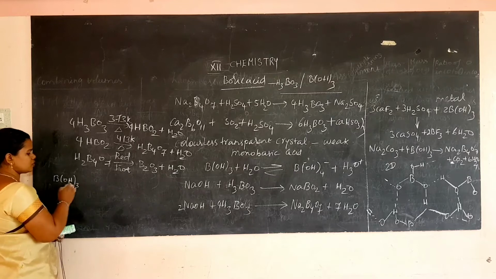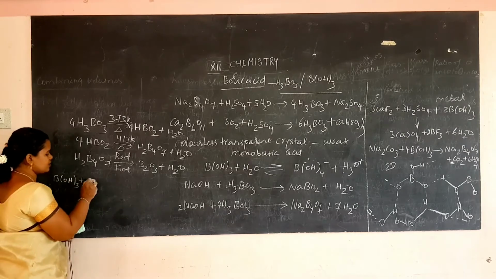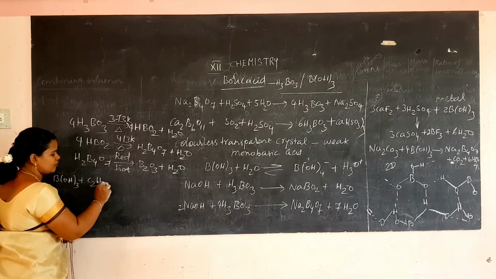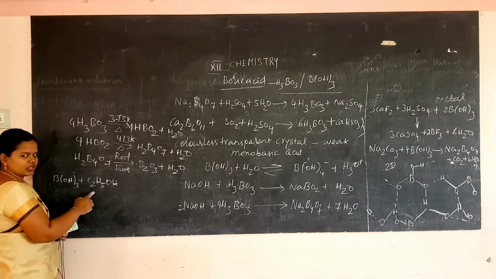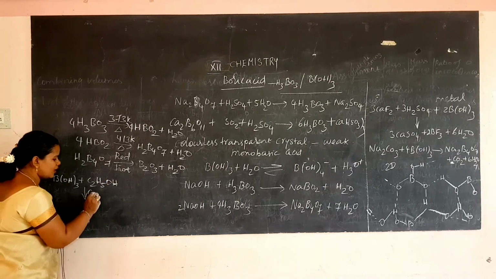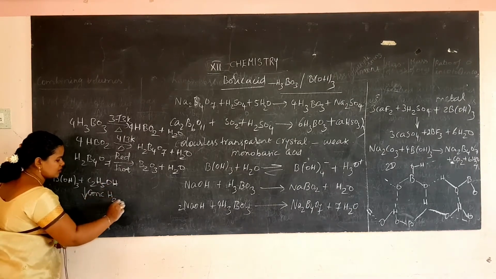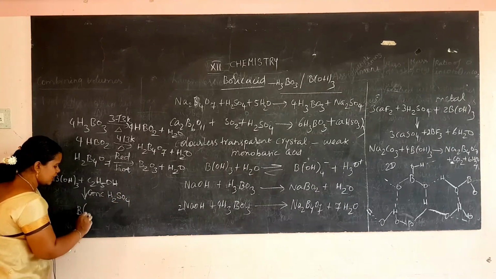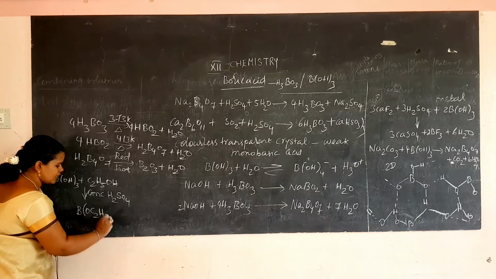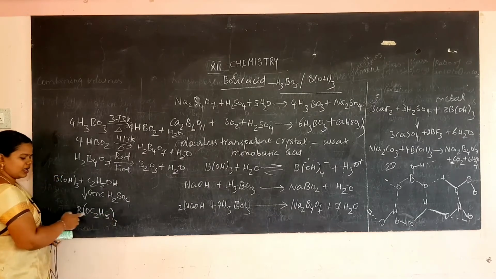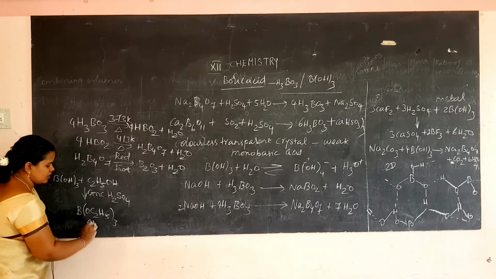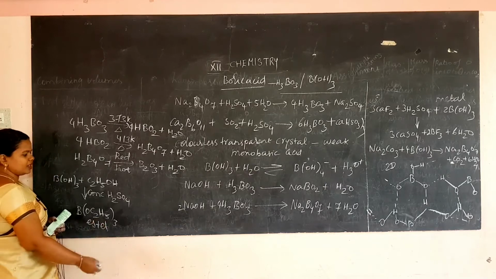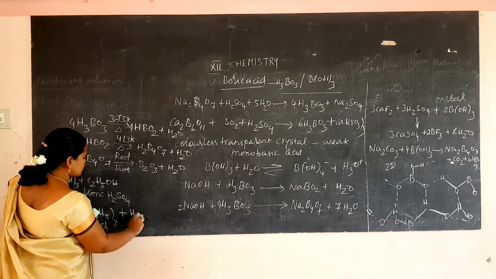Then this boric acid, B(OH)3, can also be treated with ethanol. What is the formula for ethanol? C2H5OH. In the presence of concentrated sulfuric acid, it forms trialkyl borate. This is trialkyl borate, an ester. Trialkyl borate, an ester, is formed.